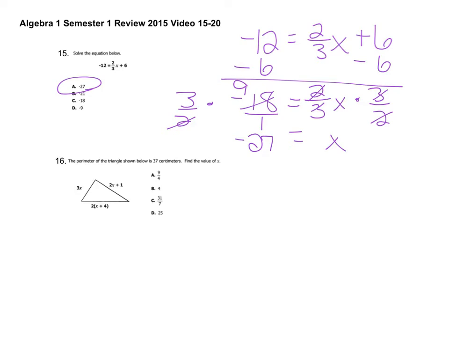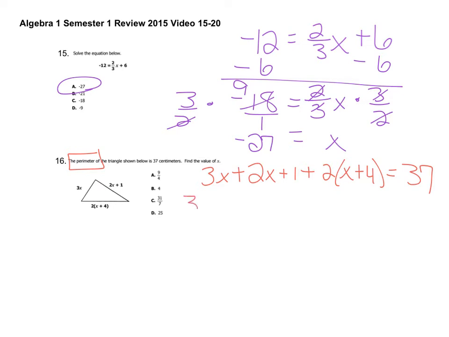Number 16, the perimeter of the triangle below is 37 centimeters. Find the value of x. We are dealing with perimeter. How do you find the perimeter of a figure? You add up all the sides. So the sides of my triangle here are 3x plus 2x plus 1 plus 2 times the quantity x plus 4. And they tell me that the perimeter is 37. This is just one big old multi-step equation.